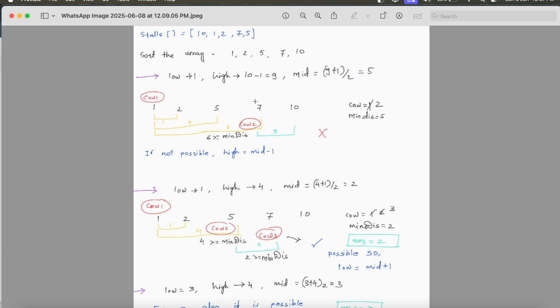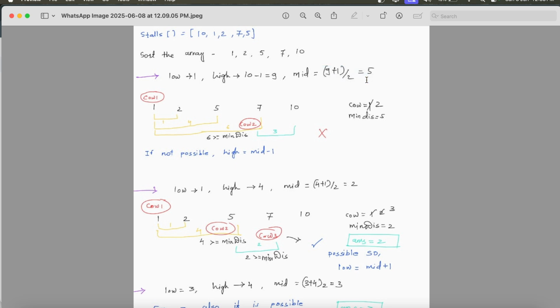So when we try to keep our second cow at this location, the distance that we are getting is 6. Between 7 and 1, if we subtract, the distance is 6. Basically 6 is greater than 5, and even if it equals 5, that satisfies our condition, because 5 is the answer that we are trying to look for. So 6 is satisfying, so the second cow we can keep at this location. And now we can try to figure out if we can keep our third cow. If it is possible, then the answer is possible, right?